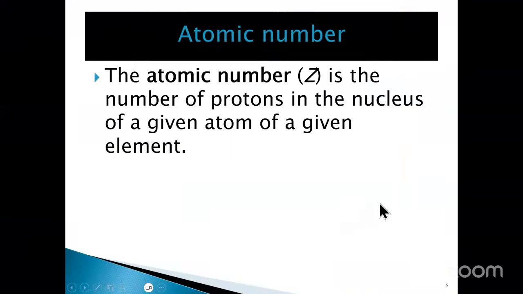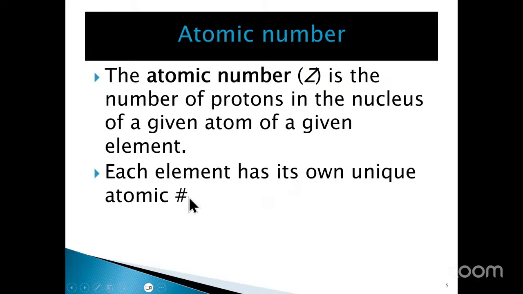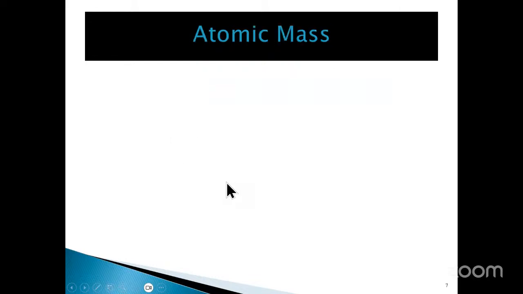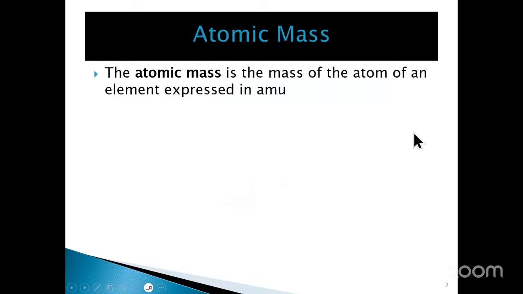Some other terms I need to talk about. The atomic number, which we discussed already, but just to remind you, is the number of protons in the nucleus of an atom of an element, and each element has its own unique atomic number. The mass number is the sum of the number of protons and neutrons in an atom. And then we get to the atomic mass. The atomic mass is the mass of the atom expressed in atomic mass units, right?